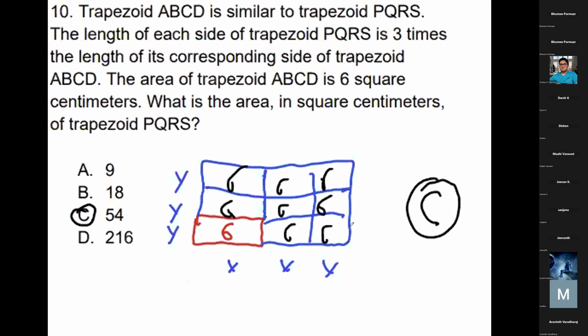So that's sort of how you solve this one. You'll kind of understand that.